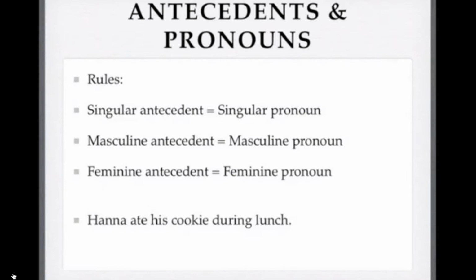If I give you this sentence, Hannah ate his cookie during lunch. This sounds wrong, but why does it sound wrong? Well, let's check. Hannah is singular. The pronoun also has to be singular, his. Well, that is singular. But what goes wrong is the second part. Hannah is feminine and his is masculine. So it's breaking the rule. That's why it sounds funny. So it should read as Hannah ate her cookie during lunch. Her is feminine, Hannah is feminine.